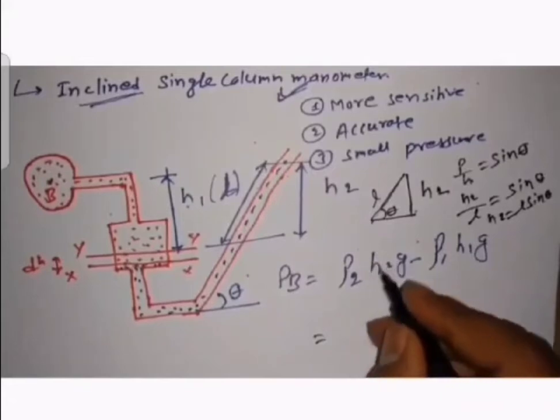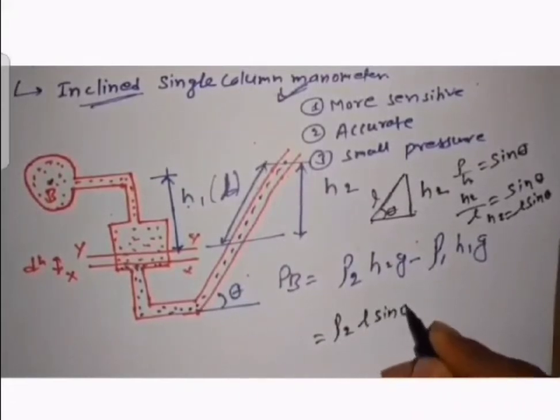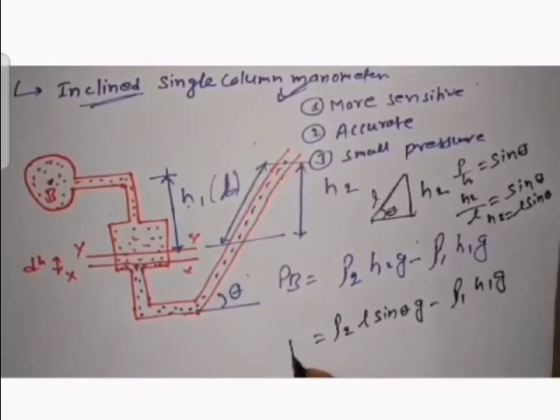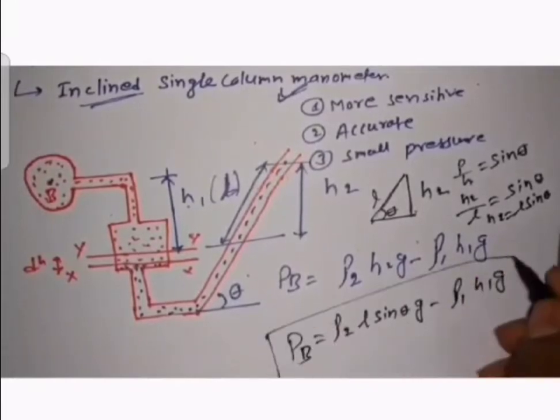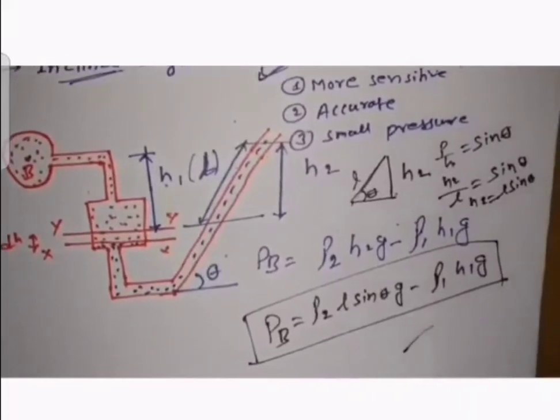Now in the place of x2 we can write L sin theta, minus h1 x1 g, and this is dv. Alright, so this is the expression for finding out inclined single column manometer.